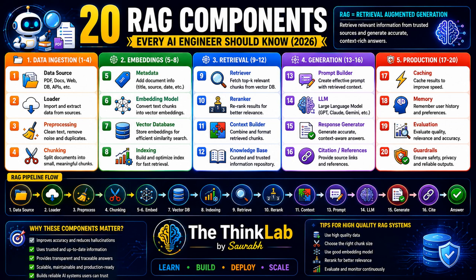Today, almost every enterprise AI application uses RAG to reduce hallucination and provide accurate answers from different trusted data, right? If you understand these 20 components, you can build a better chatbot. You can also build a better AI assistant, document search system, and production-ready AI application. I hope this video helps you understand the complete RAG pipeline in a very simple way.